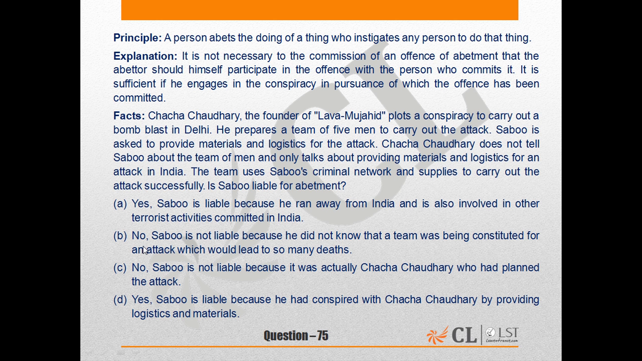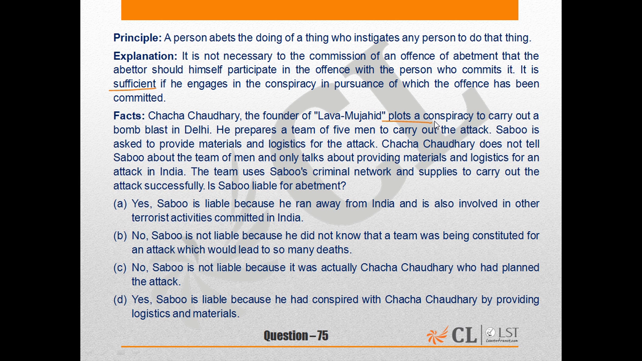The explanation says that it is not necessary, for the commission of an offence, that the abettor should himself participate in the offence with the person who commits it. It is sufficient if he engages in the conspiracy in pursuance of which the offence has been committed. So in this particular question, Chacha Chaudhary, the founder of Lava Mujahid, is the person who is plotting the conspiracy to carry out the bomb blast.